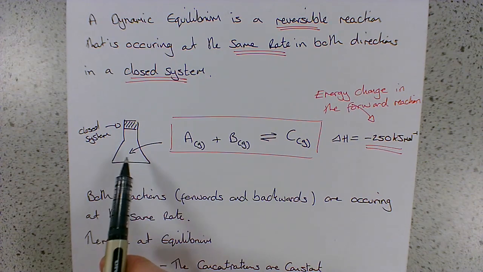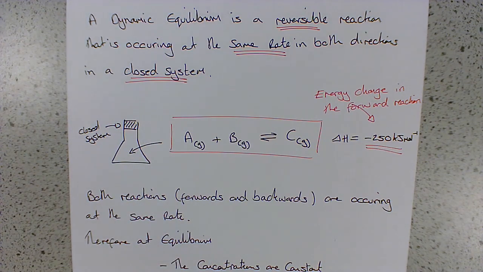So I've just drawn a conical flask with a bung to show that there is no transfer of matter into or out of the reaction. Okay, so A and B can't escape, C can't escape, and nothing else can get in. Also, by being in a closed system, the volume is constant, which means that the pressure is therefore constant.